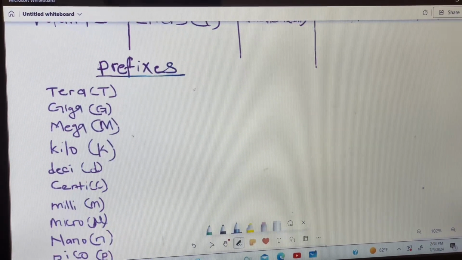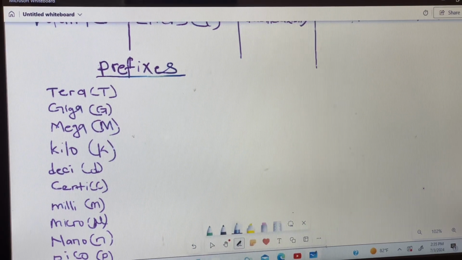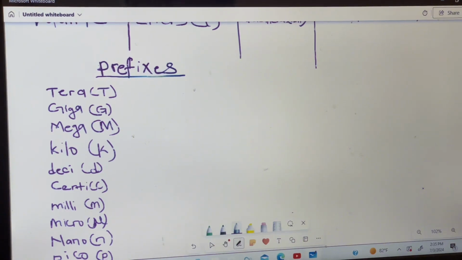So the next, we're going to talk about the prefixes. These are the prefixes: tera, giga, mega, kilo, deci, centi, milli, micro, nano, and pico. I'm going to assign numbers to each one, and I'll give you the trick I use in assigning numbers. You just need to familiarize yourself with these prefixes. You can use anything to code them, just to know how they are arranged.